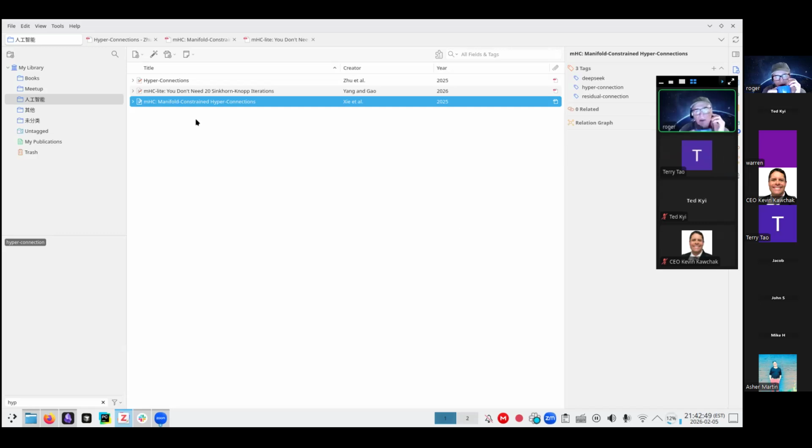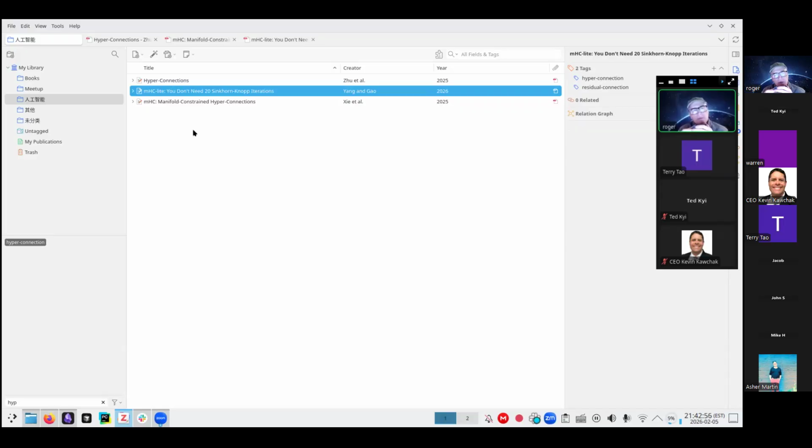Okay. Beautiful. So then the MHC Lite paper is trying to improve again on the MHC one by saying that we don't need to do the iterative algorithm to get the doubly stochastic matrix. Instead, we can use some other way that is more efficient when n is small, like when n is 4.